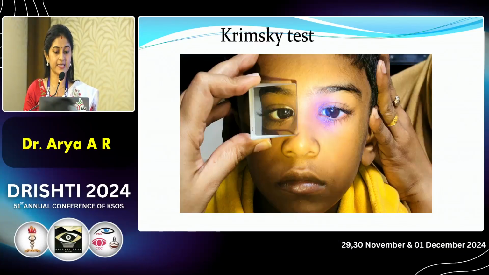Next, light reflex test is a Krimsky test, where you place the prism in front of the patient's eye, and in Krimsky you place it before the deviated eye, and you make the light reflex exactly fall in the center of the pupil. In modified Krimsky, you place it in front of the normal eye.